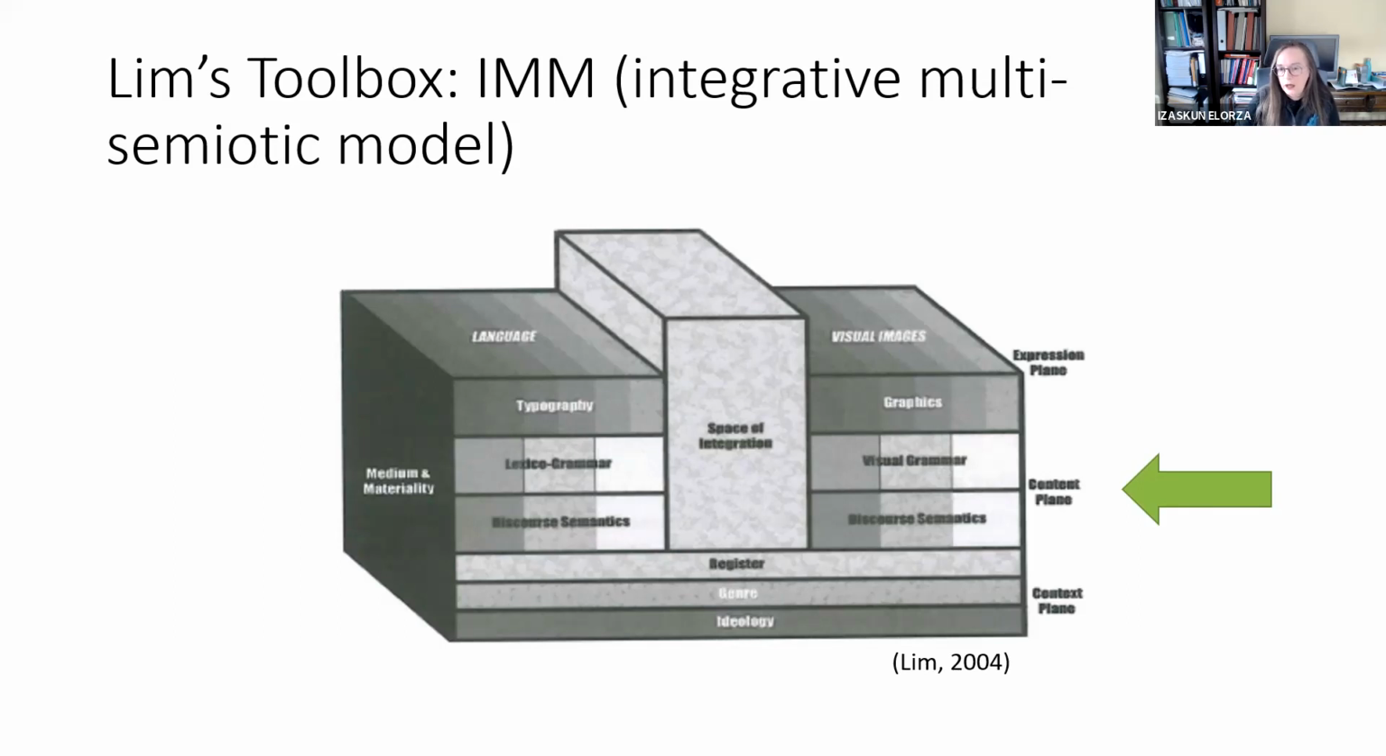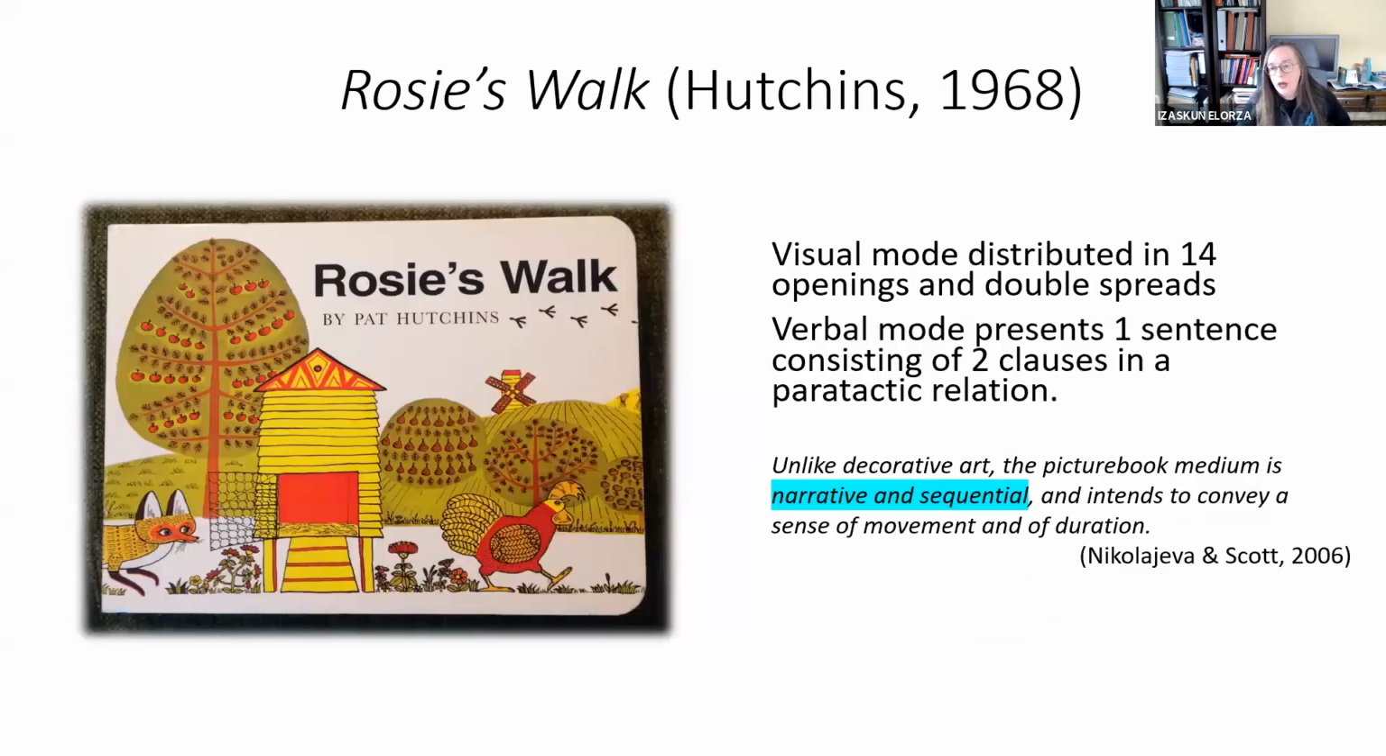Because as we have seen, we can consider things like the typography that has been used, or the kind of graphics that have been used, and so on and so forth. Today, I'm just going to be concerned with the lexicogrammar in terms of the verbal mode, how the verbal resources are constructing the story in lexicogrammatical terms, and also the visual grammar. And I will draw on Kress and Van Leeuwen's work on the visual social semiotics. So we will be moving within the content plane, what Victor identifies as the content plane. So I will be dealing with discourse semantics all the time.